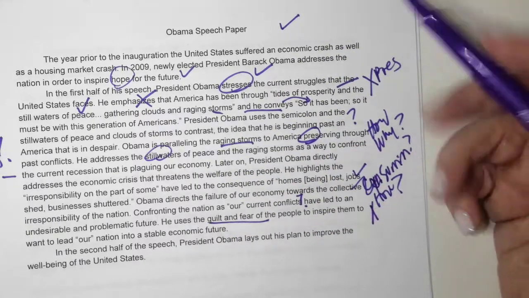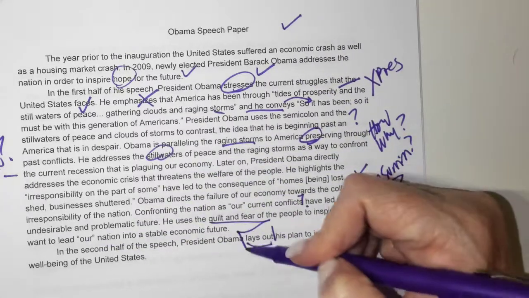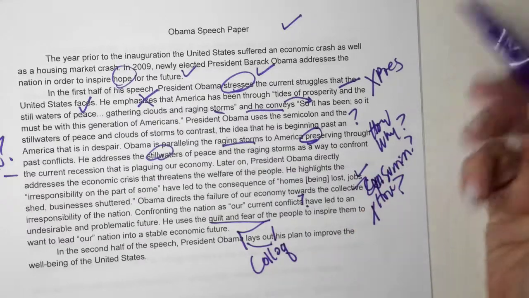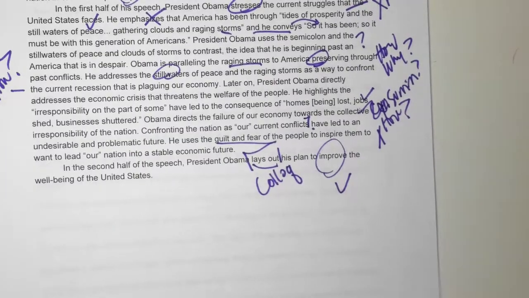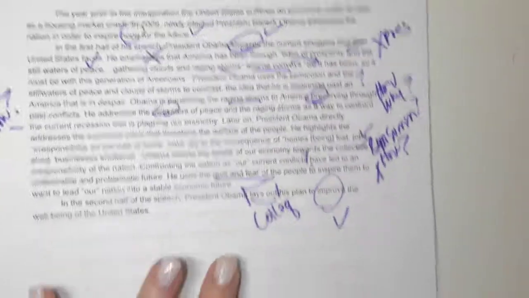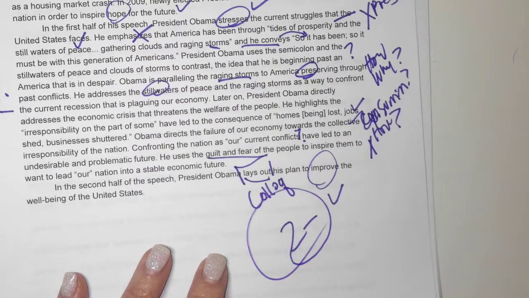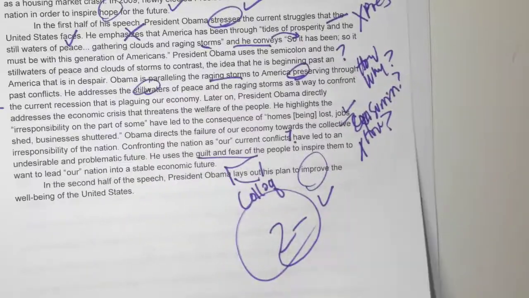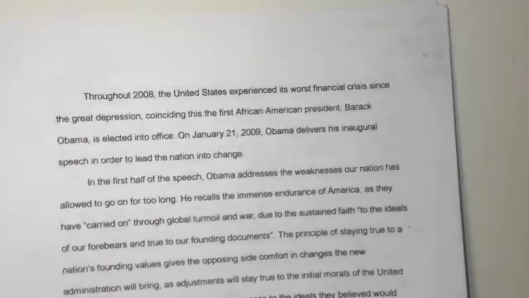I don't think so. In the second half of the speech, President Obama lays out his plan to improve the well-being of the United States. I'd say this one is repeating, oversimplifying, or misinterpreting. I have one more? One more. Let me do one more, and then we can chat real quick.